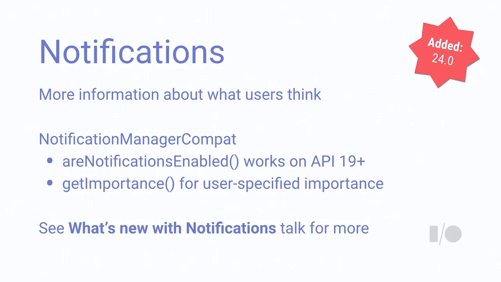We're also giving you more information about what users think of your notifications. So one thing that developers have really wanted to know for a long time is, have users blocked notifications from my app? So in Android N, there is now an API that lets you tell exactly that. And we've backported this to API 19, which is when users were first able to block notifications from packages. So you will get an actual value from this that reflects whether the user has blocked notifications from your app on API 19 and above. On API 18 and below, it'll just return true, that the user has not disabled notifications.